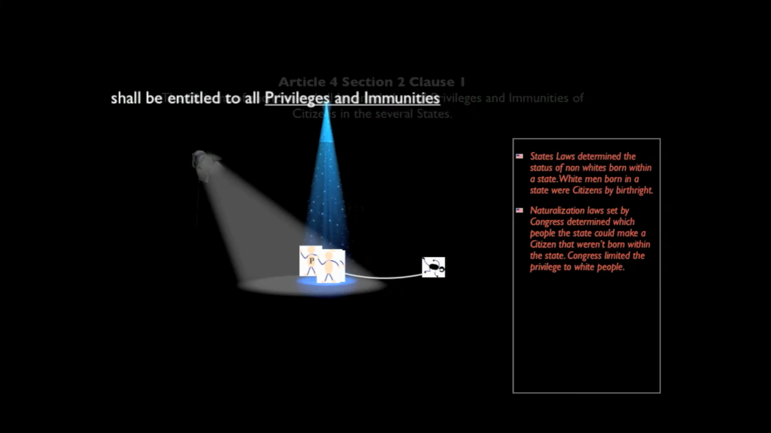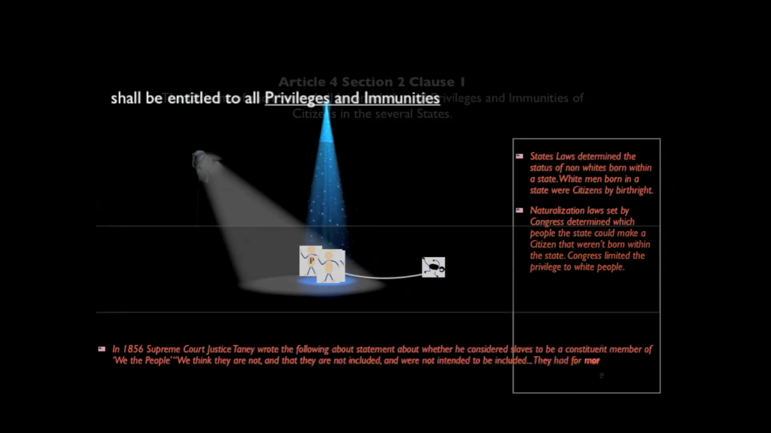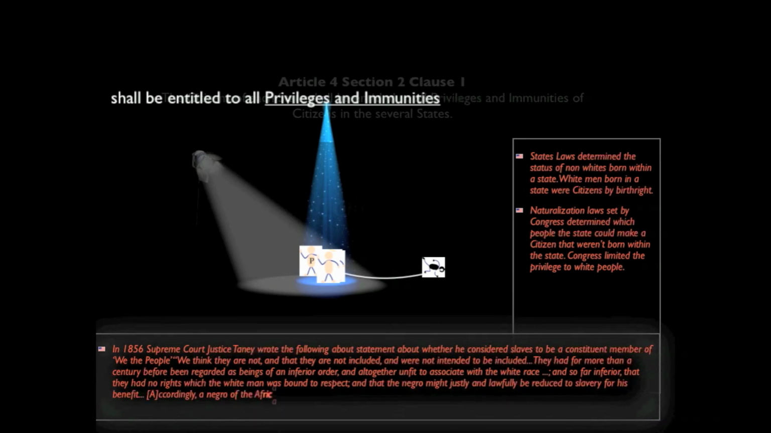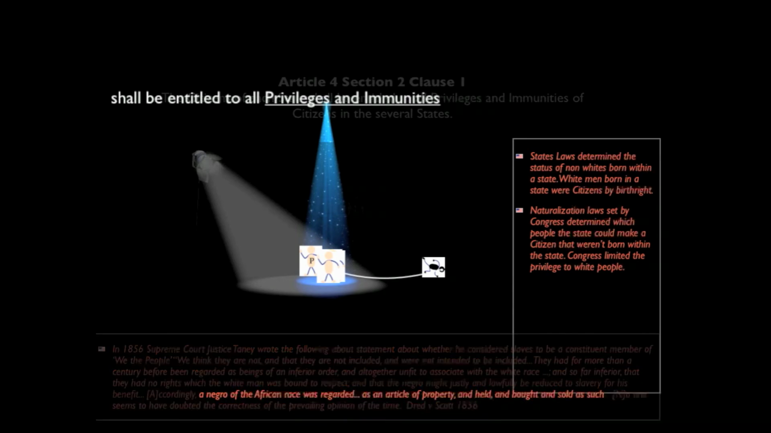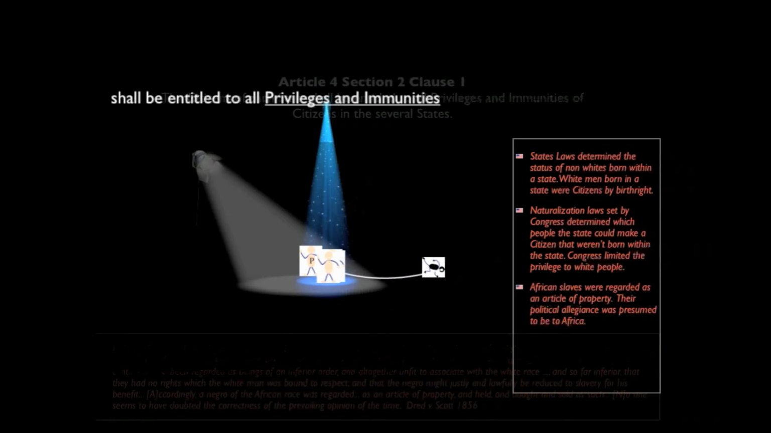And in fact, in the Dred Scott case, he's asked whether an African slave is considered a constituent member of "we the people." He says no, they're not. And he says, "A Negro of the African race was regarded as an article of property, and held and bought and sold as such." That's what the doctrine said.